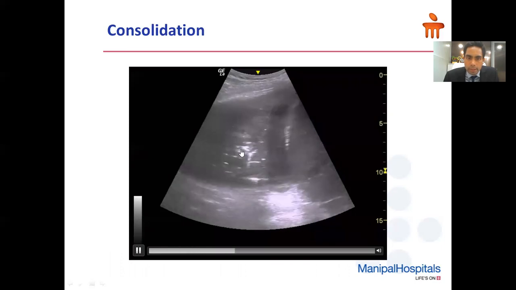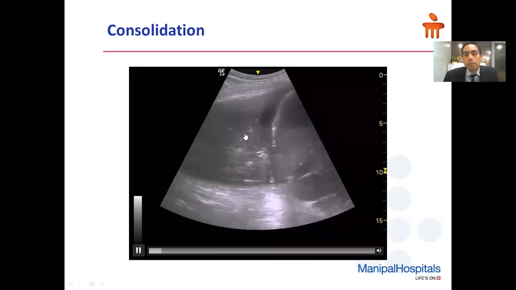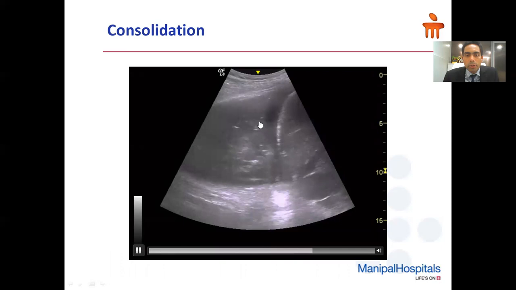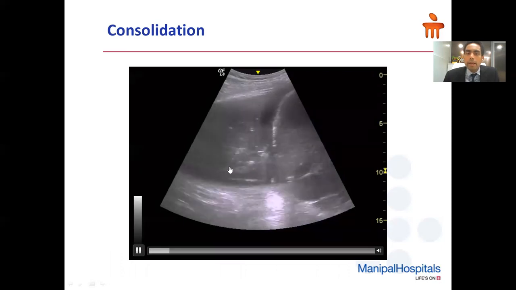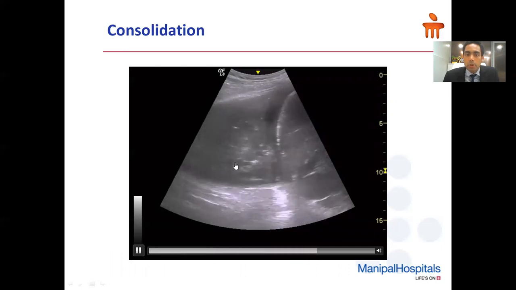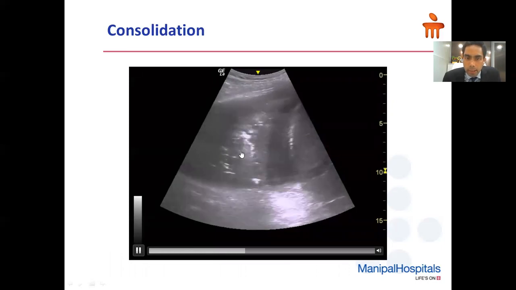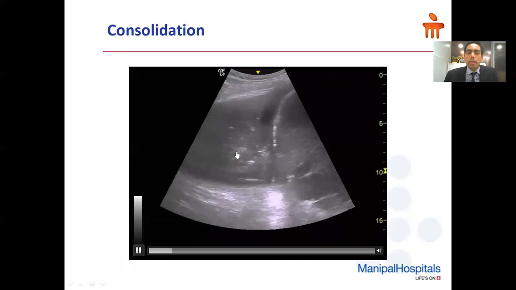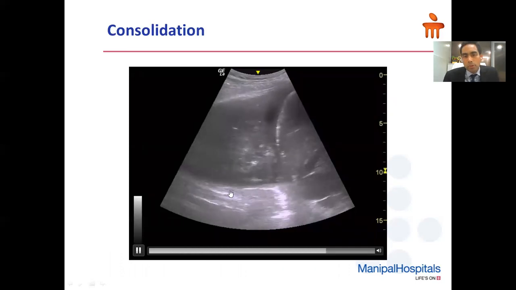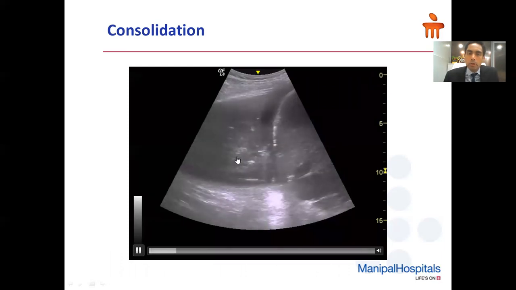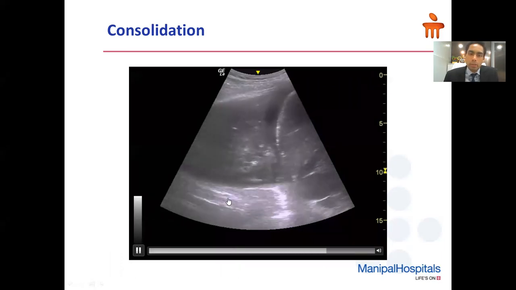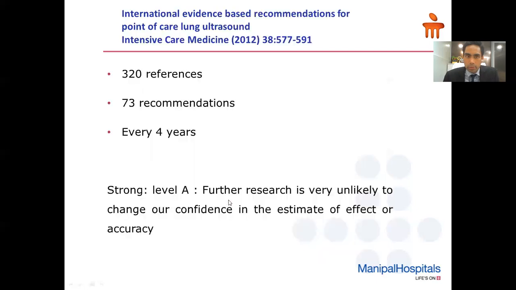As you can see, these hyperechoic signs become more intense and less intense with inspiration and expiration. This is called dynamic air bronchogram. And if you can see this, this is 100% specific for consolidation or pneumonia. If it is not there, it may be consolidation, or it can be maybe just atelectasis of the lung as well. Now, what is the evidence we have?